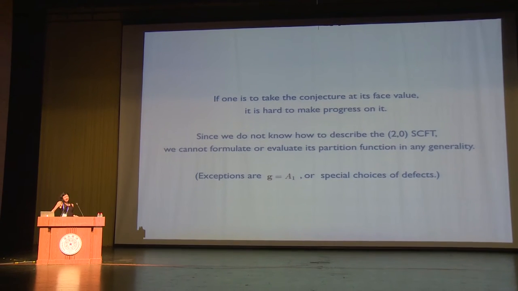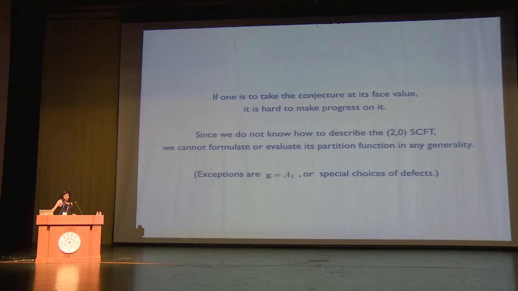And if one is to take it at its face value, it's hard to make progress on it. Because we don't know how to describe the 2-0 CFT, we cannot formulate or evaluate its partition function in any generality. There are exceptions, if you take G to be A1 or a special choice of defects, but in general, no.